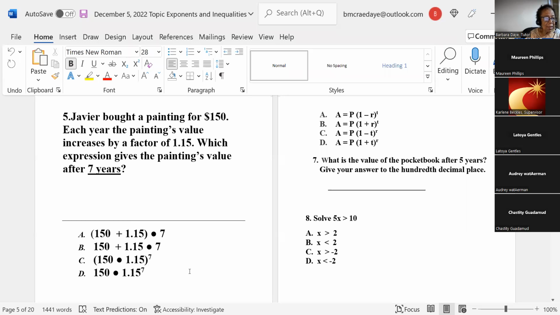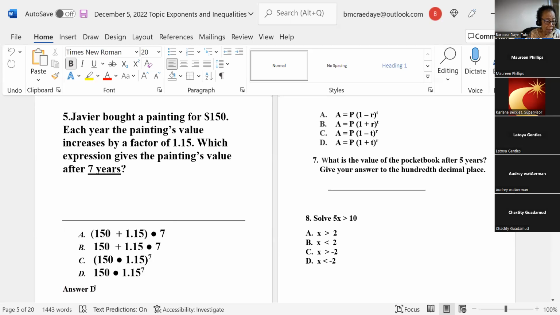We had been looking at some with percents, but here they give you the factor. In other words, they took the percent, made it a decimal, added it to 1, and got the factor. So you just raise that to the power. That's the time, and that's 7 years. So the original, when he bought the painting for $150, times the factor raised to the power that's equal to the time, 7 years, would give you your answer. So your answer should be D. That clear, Latoya?